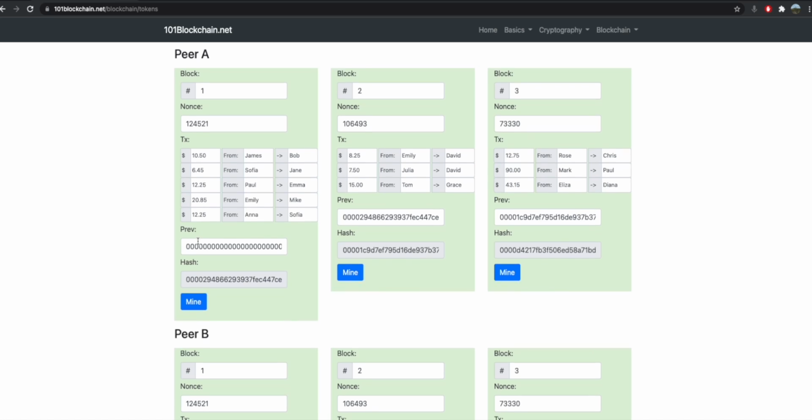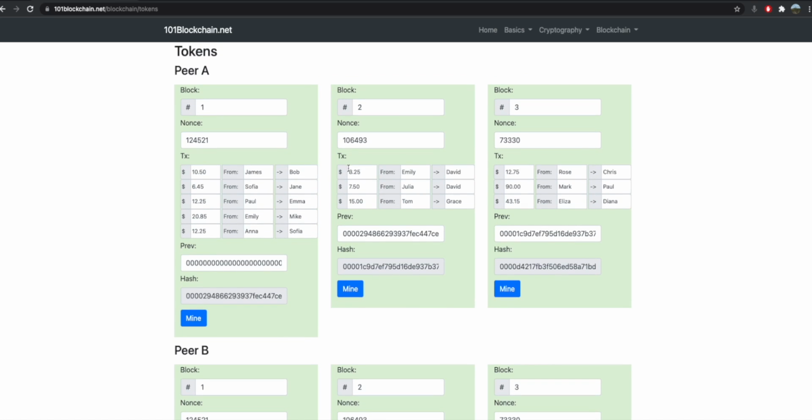If we take a look at the transactions for block 2, $8.25 was sent from Emily to David, $7.50 was sent from Julia to David, and an example of a transaction for block 3 is $12.75 sent from Rose to Chris. So let's say that one of the transactions in block 2 is tampered with.